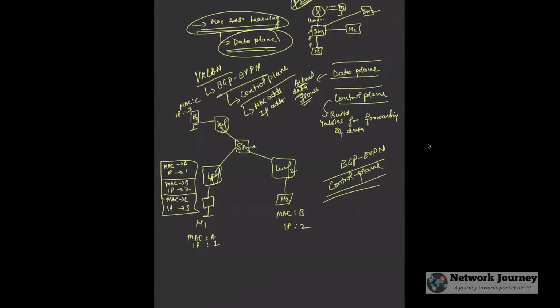The meaning of function of control plane for BGP VPN is like what, sir? I don't understand, sorry. To learn the MAC address and IP addresses of your hosts from a control plane point of view. So they don't need to send the data packet like ARP to learn the MAC addresses of other hosts.